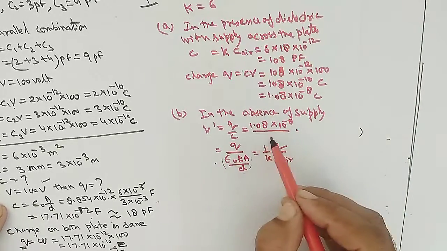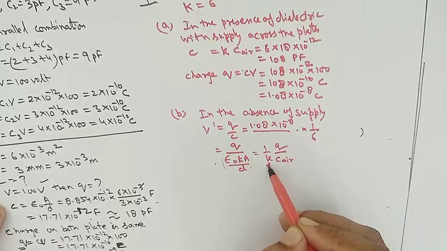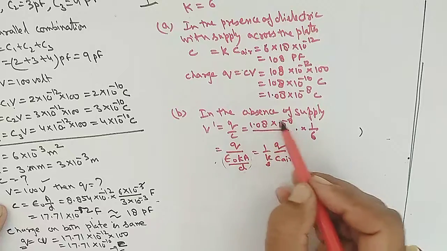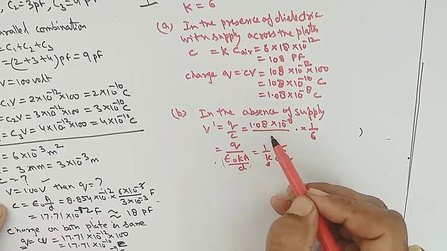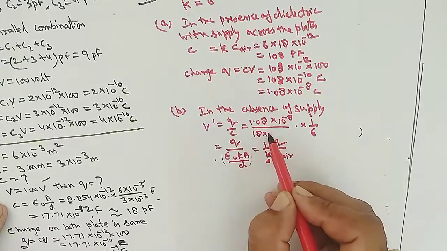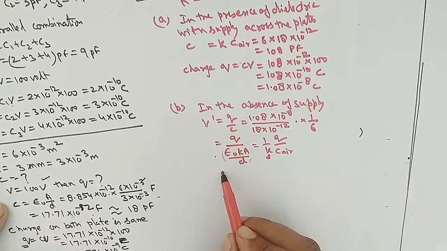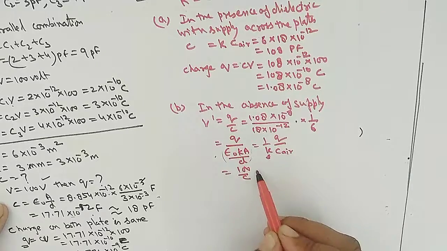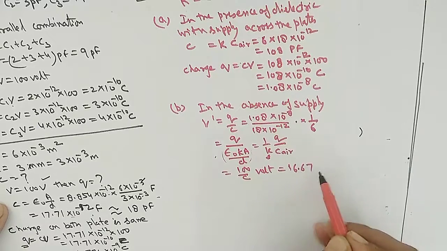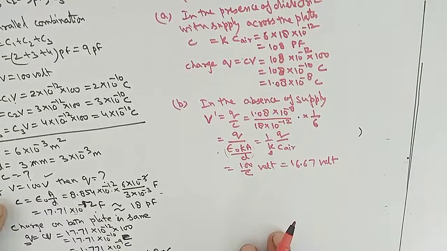So now put the values, 1 upon K. Okay, I am completing this here. K means it is 6. And I have put the value of Q. And C in air, just take the value from the last chapter. It is 18 picofarad, so 18 into 10 to power minus 12. Okay, so when you solve it, it will come 100 upon 6 volt, or simply you can say 16.67 volt. This is the potential difference between the plates.